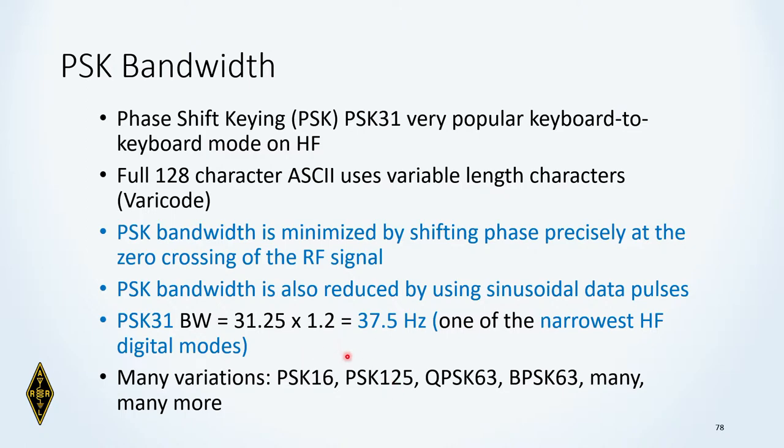And the other thing, they're going to list a number of digital modes, and they're going to ask which one is the narrowest. So of the ones that they ask about, PSK31 will turn out to be the narrowest. The 37.5 hertz bandwidth of a PSK31 signal isn't necessarily the smallest amount of space that a digital mode can take up. FT9 is actually narrower, taking up only about 14 hertz. But for the purpose of the answer, it's going to be PSK31. And there's lots and lots of variations. PSK16, PSK125, all of these different variations. These are different modes, but they all operate with phase shift keying, PSK.